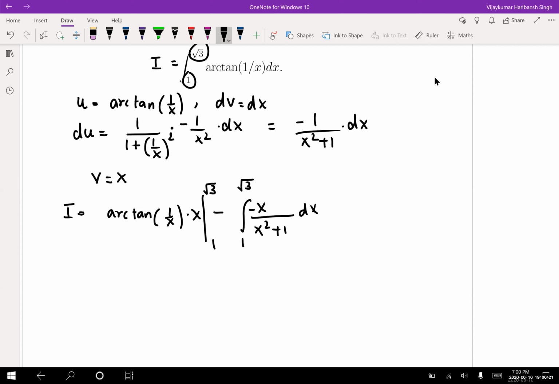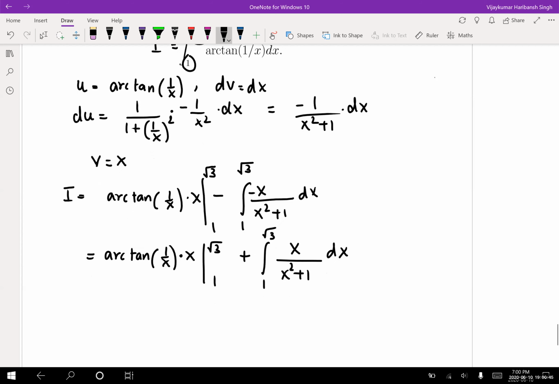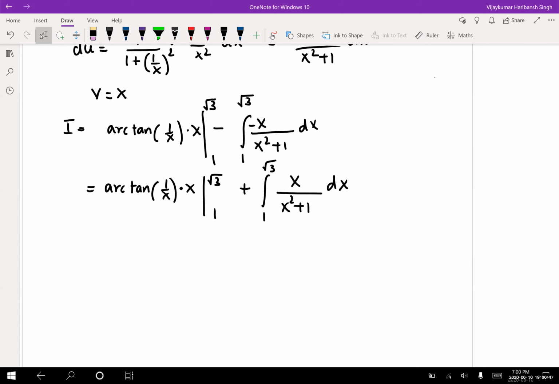So let's see. This is going to be arctan of 1 by x times x from 1 to root 3, plus the integral from 1 to root 3 of x by x squared plus 1 dx. Now when you put the upper limit, well, we'll come to that later. Now let's compute this integral first.